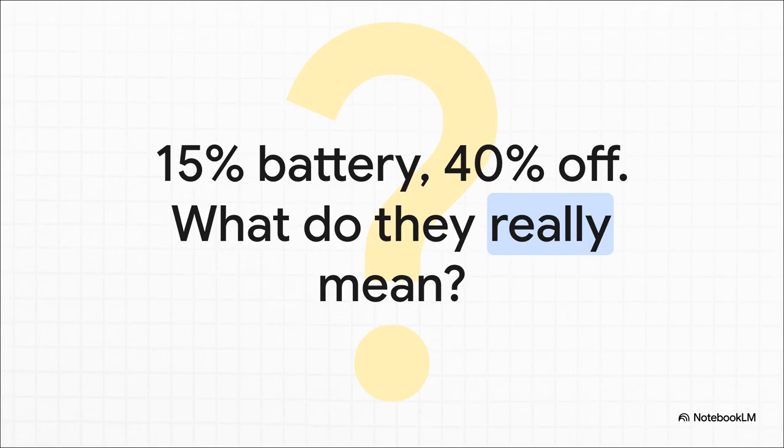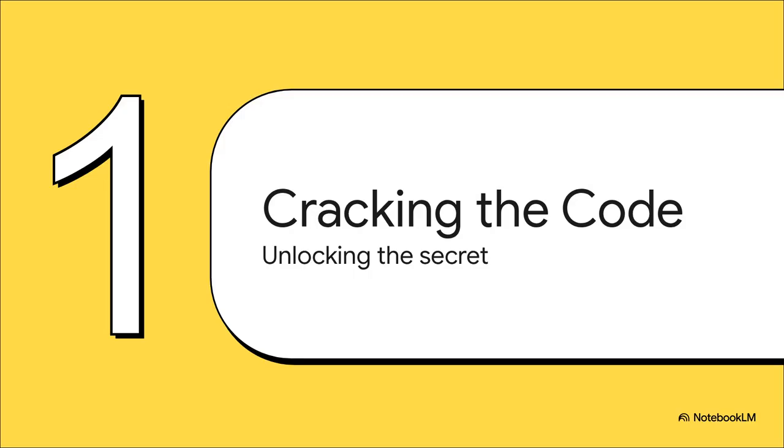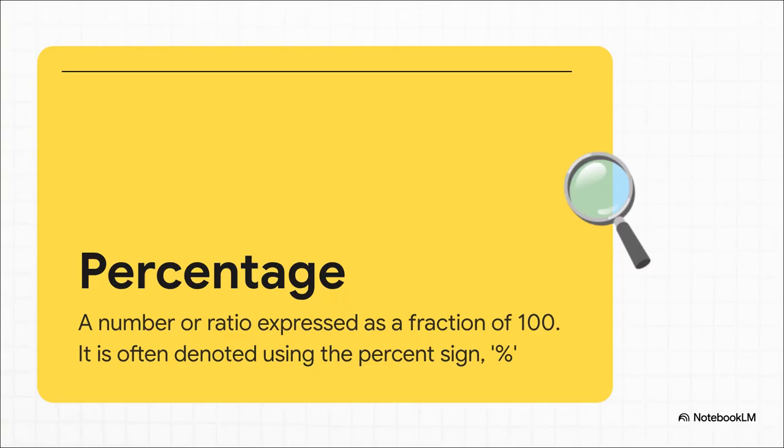But what if I told you there's one, just one, simple secret to understanding all of them? Okay, let's dive right in. First up, cracking the percent code. We're about to unlock that one fundamental secret that makes this whole thing, well, simple. And this secret has been hiding right there in the name this whole time. Percent comes from the Latin phrase per centum, and that literally just means per 100, or out of 100. That's it. Seriously, that is the entire concept in a nutshell.